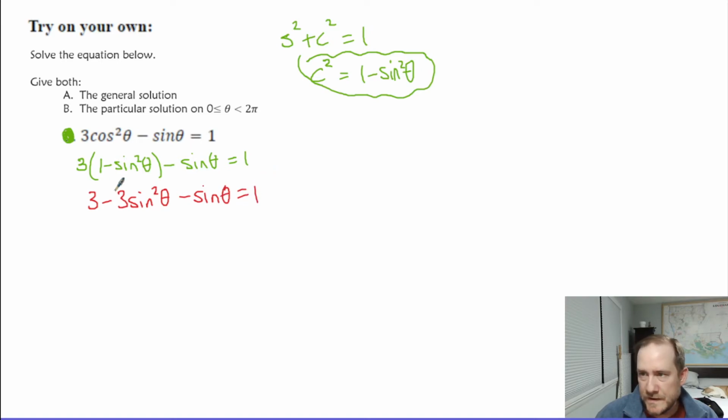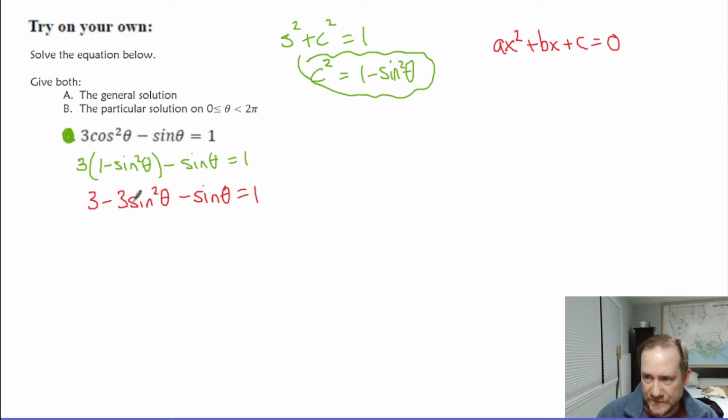And roundabout now, I'm hoping you're noticing that you've got a sine squared and a sine and a constant. This should be feeling a lot like a quadratic to you: ax squared plus bx plus c, which we would try to make equal 0 so we could factor. So that's what we'll do.